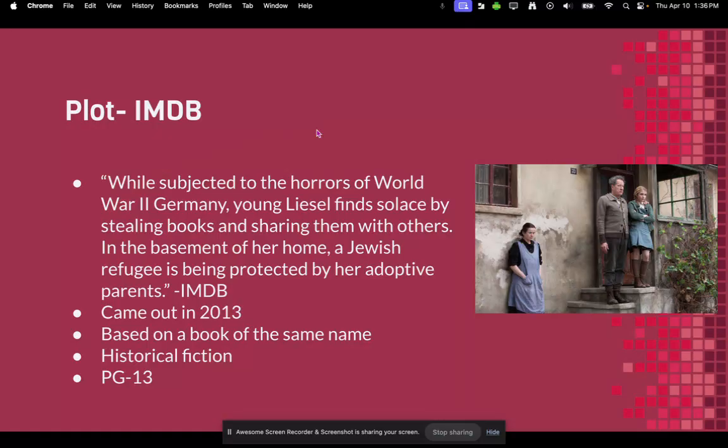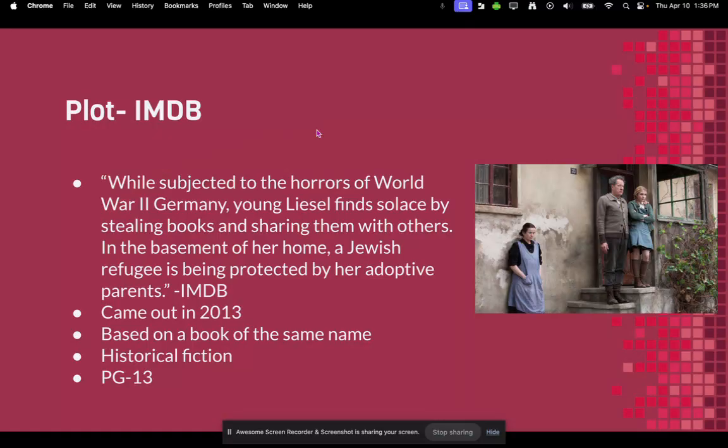The plot is that while subjected to the horrors of World War II Germany, young Liesel finds solace by stealing books and sharing them with others. In the basement of her home, a Jewish refugee is being protected by her adoptive parents. This movie came out in 2013. It is based on a book of the same name.